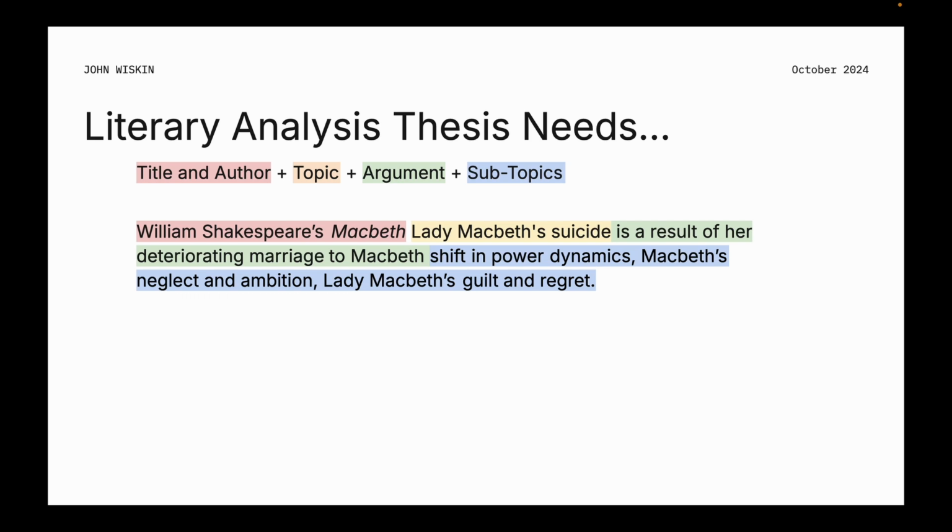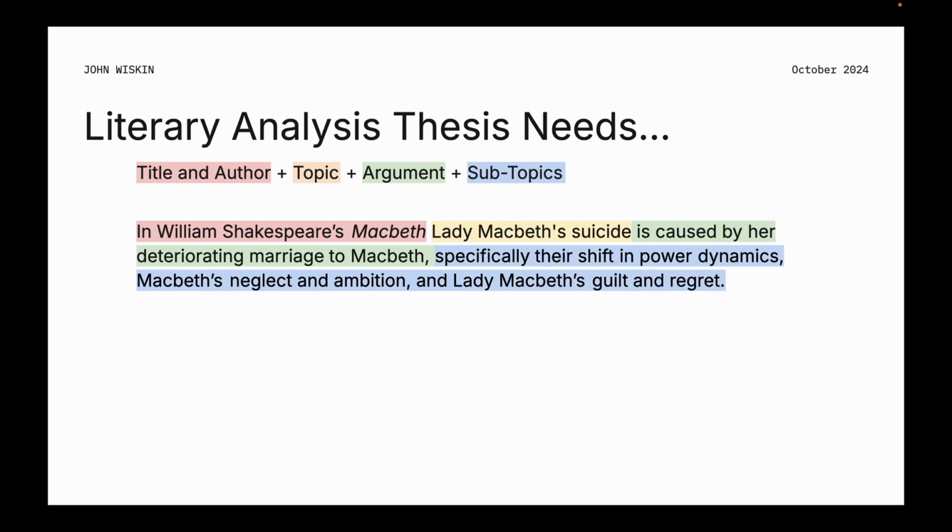So now if we put all 4 of those together, this obviously does not sound very good. So what we have to do is add a few words just to make it flow. In William Shakespeare's Macbeth, Lady Macbeth's suicide is caused by her deteriorating marriage to Macbeth, specifically their shift in power dynamics, Macbeth's neglect and ambition, and Lady Macbeth's guilt and regret. Now we have our A+ thesis.